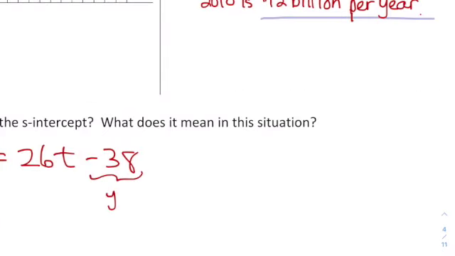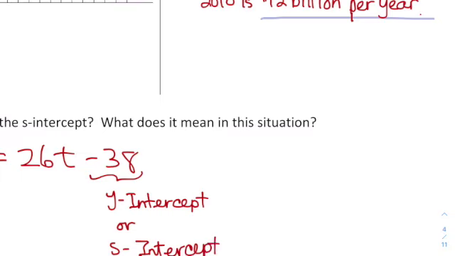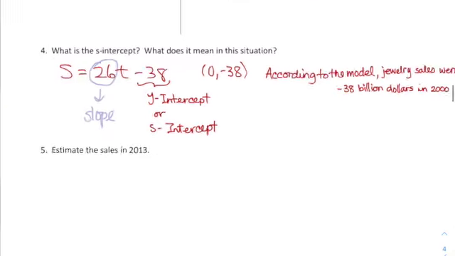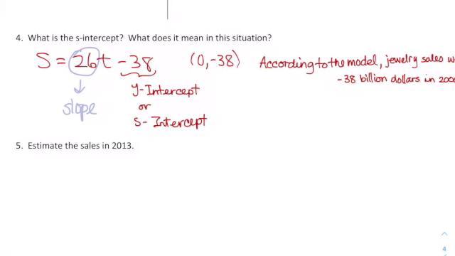And what does that mean? That means, according to the model, the jewelry sales were negative $38 billion in 2000. That's what that means, okay? And then that is going to be 0, comma, negative 38. And let me write that down. So again, the answer, according to the model, here's the model, S equals 26t minus 38. Jewelry sales were negative $38 billion in 2000. Now, I also want you to keep in mind, 26 is your slope. All right, that means it went up $26 billion per year.